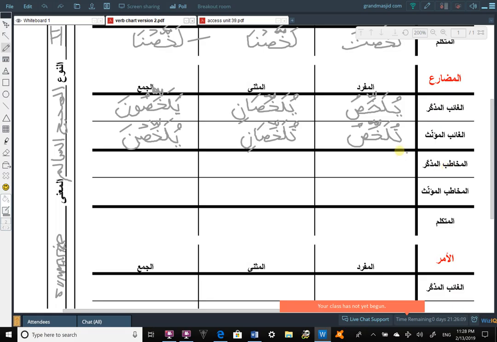Then anta tulakhisu. Antuma, you two, tulakhisani. And then we add the waw. Here we added the alif of ithnain and the noon for marfu'. Here we're going to add the waw jama' and the noon of marfu': tulakhisuna.